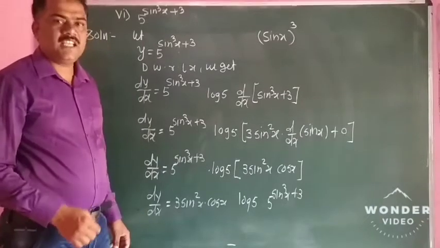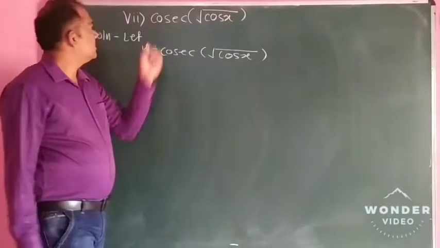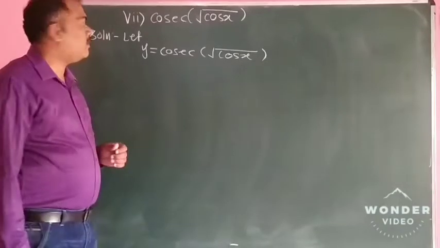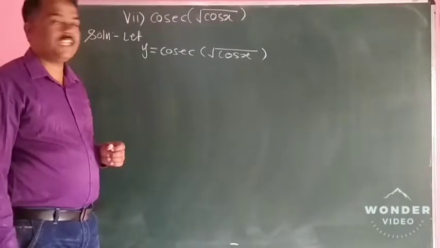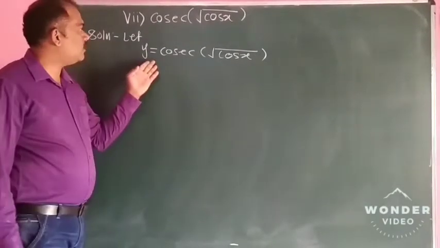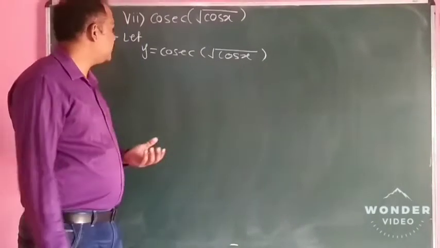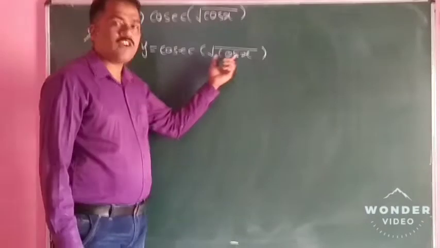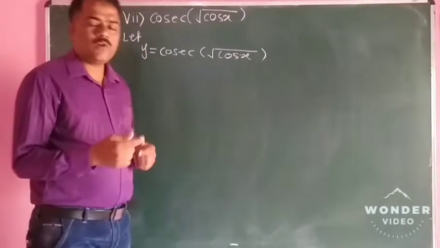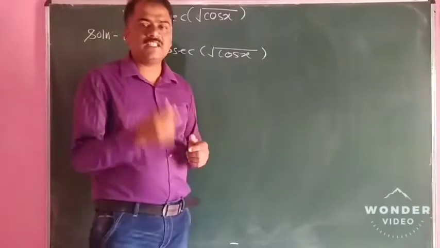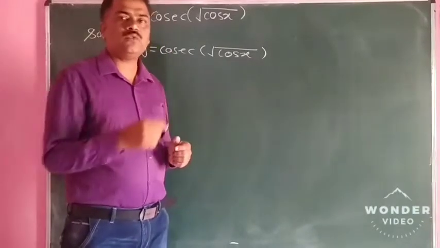Now we discuss the next example. Next example is example number 7, cosec of root of cos x. Solution: let y is equal to cosec of root of cos x. How do we read this example? Cosec of root of cos x. Whatever way we read this example, in that way we have to take the derivative.